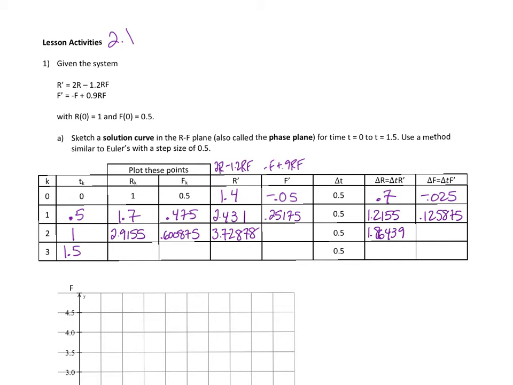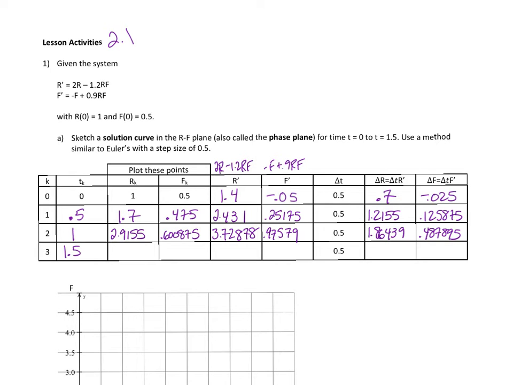Okay, and then my f prime, that is negative f, so negative 0.600875 plus 0.9 times r, which is 2.9155, times f, 0.600875, and I get 0.97579, rounding because it's a really long decimal. And then I'm going to multiply that by 0.5, and I get 0.487895, rounded.